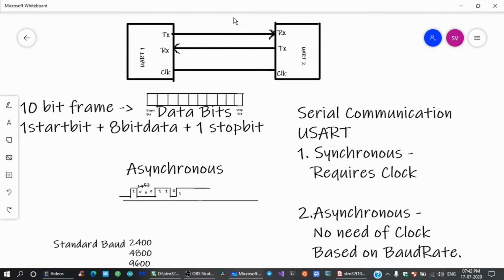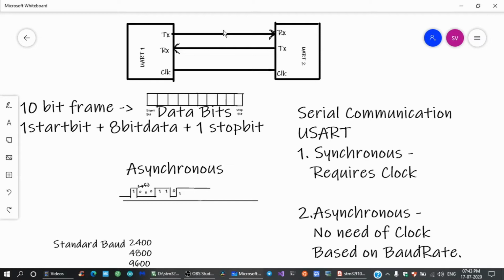If we look at this diagram, the total number of lines required for this communication is 3 lines. In synchronous, there is the necessity for this clock line, while in asynchronous, there is no need for this clock line, so that makes a maximum of 2 lines in asynchronous mode. This makes UART easy to set up, and UART also has a maximum distance of 15 meters.